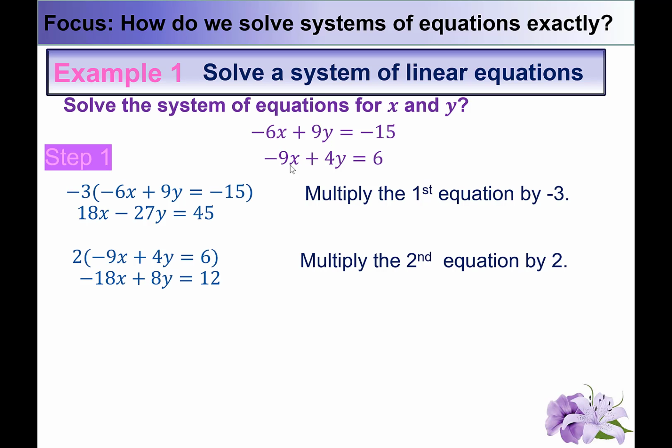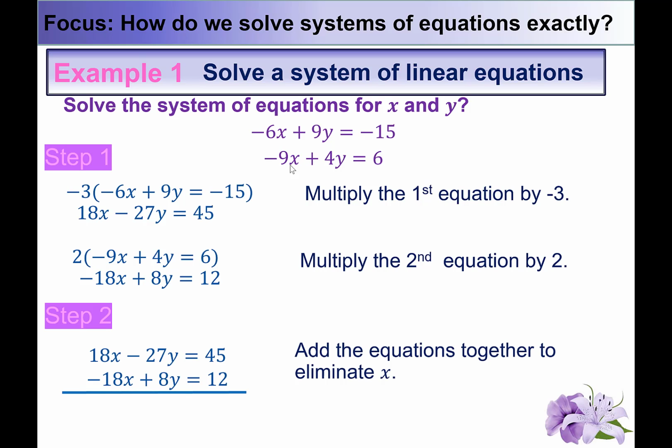Now that the coefficients of the x terms are additive inverses of each other, I can add the two equations together. When I do, the x terms are eliminated because 18x plus negative 18x is 0x, or 0. Negative 27y plus 8y gives me negative 19y, and 45 plus 12 is 57. Divide both sides of the equation by negative 19 to solve for y, and we get y is equal to negative 3.